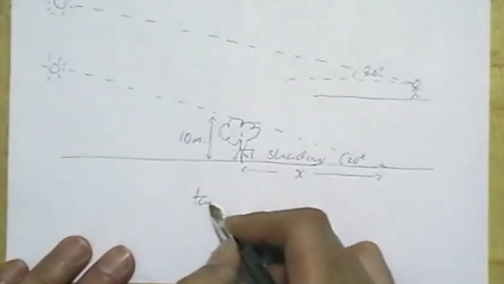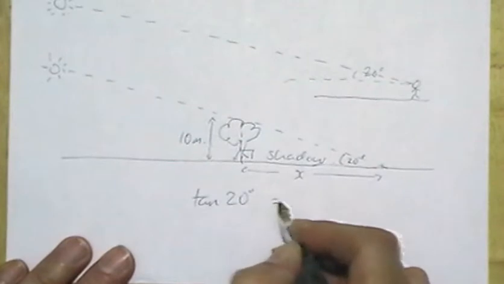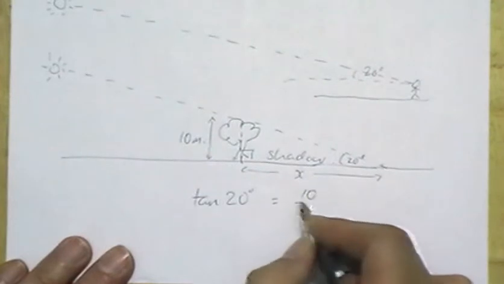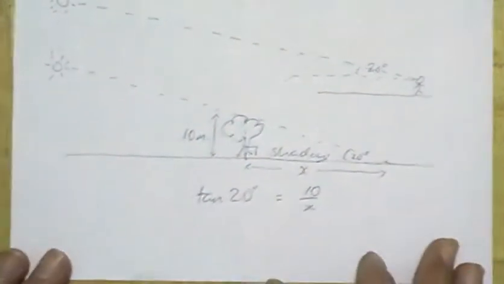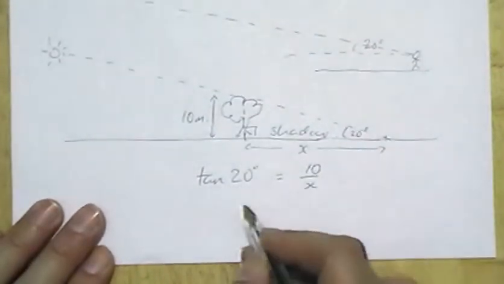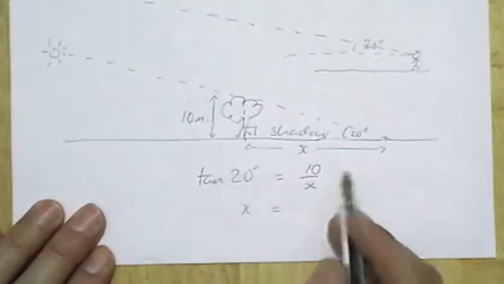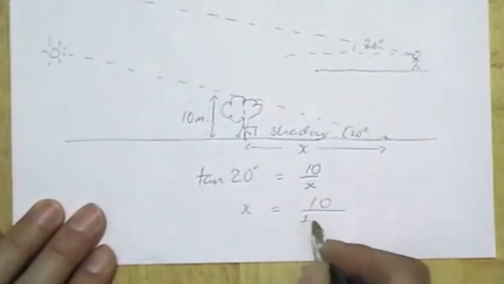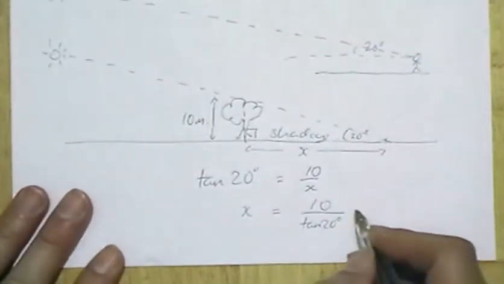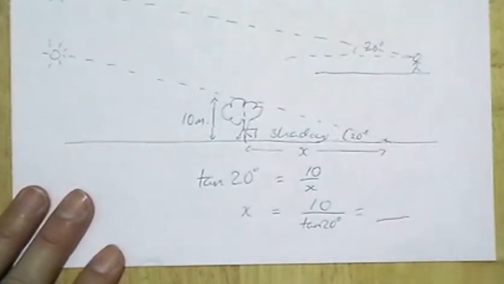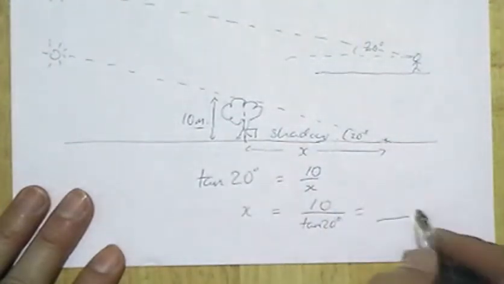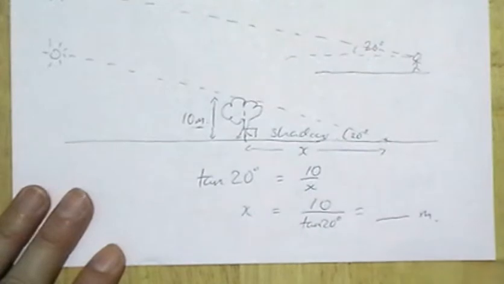We know that tangent 20 degrees is equal to opposite over adjacent. So now we have an equation and we can solve for x, the length of the shadow. So x is equal to, if we exchange those, 10 over tangent 20 degrees. Then we can use our calculator to find an answer. And since 10 is in meters, the answer would be in meters also.